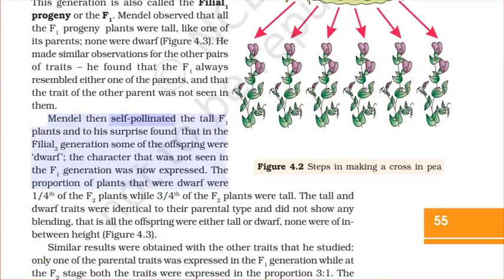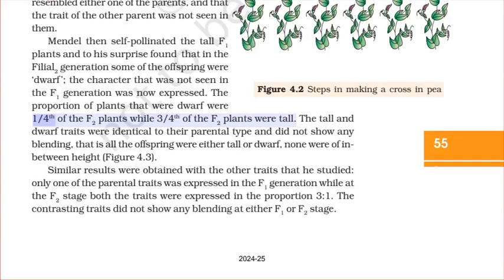Mendel then self-pollinated the tall F1 plants and to his surprise found that in the filial 2 generation some of the offspring were dwarf. The character that was not seen in the F1 generation was now expressed. The proportion of plants that were dwarf was 1/4 of the F2 plants, while 3/4 of the F2 plants were tall.